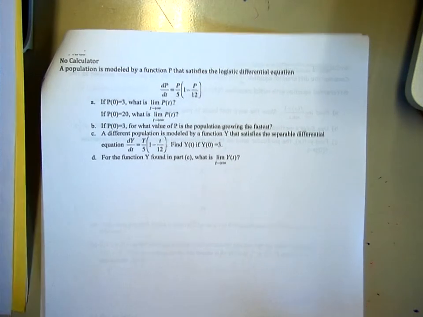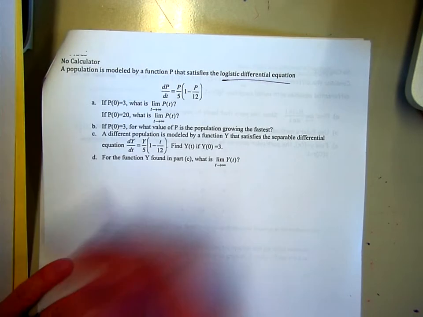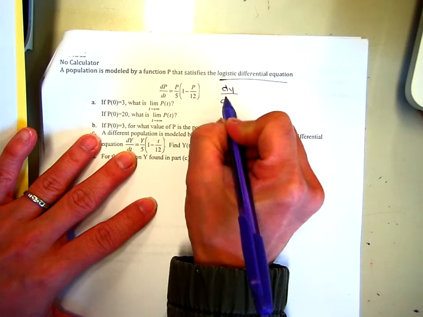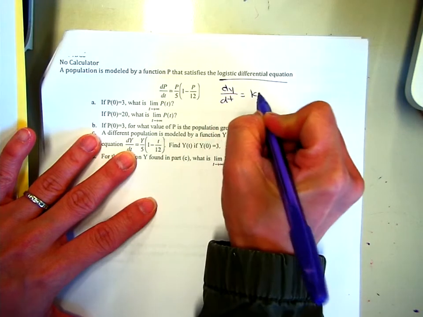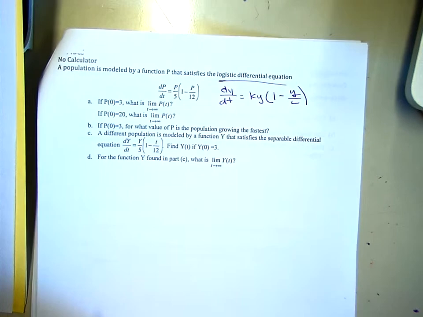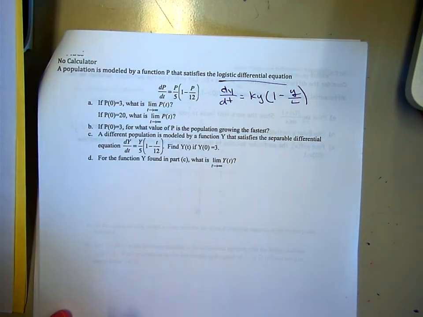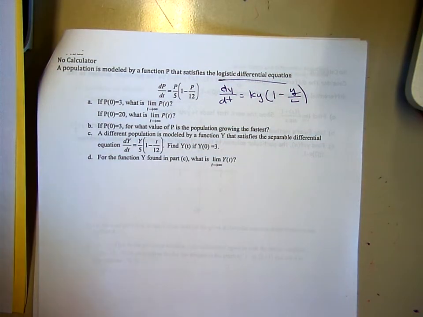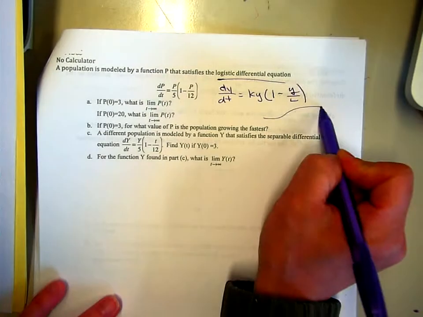Okay, this is a logistic differential equation. What you should be thinking is, if you recall, this is your general form for a logistic differential equation. These are those graphs that start out exponentially and then level off, so it looks something like this.